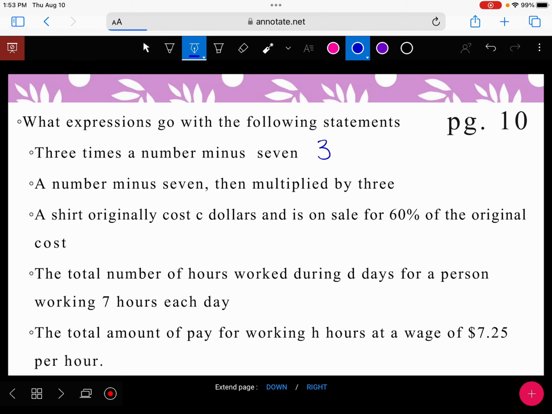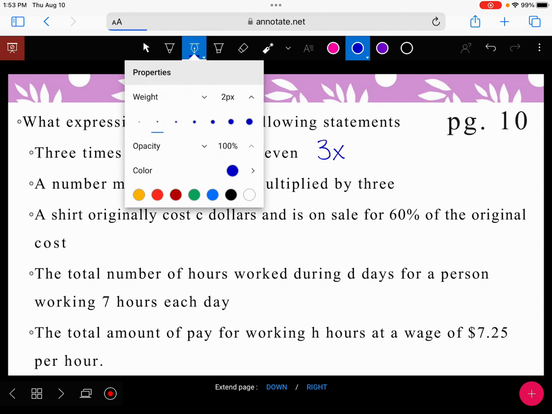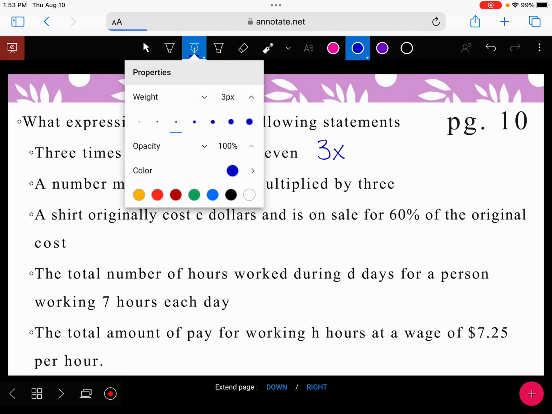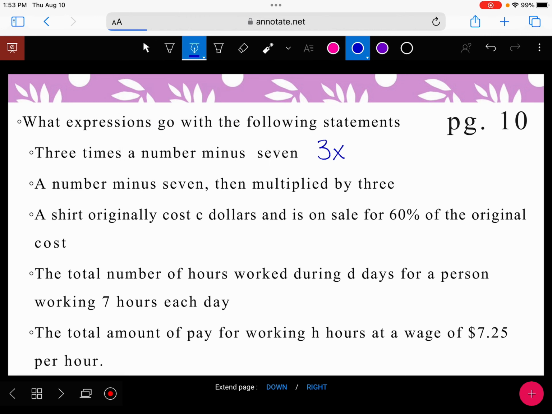If I don't know what it is, what do we use? A variable. I don't care if it's X, N, smiley face, happy face, heart, whatever. I don't care. It's a variable. So I'm going to put X just because that's the one we're most comfortable with. But I genuinely do not care which variable you choose. So 3 times some number minus 7. Minus 7.